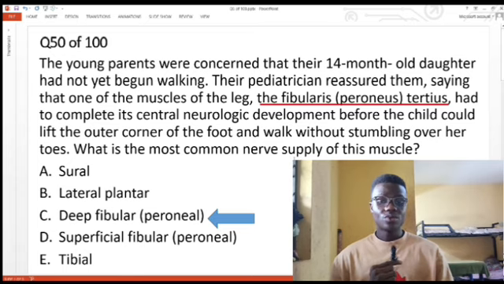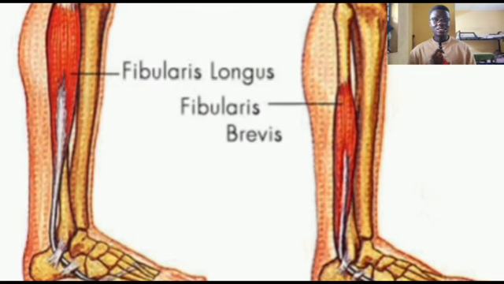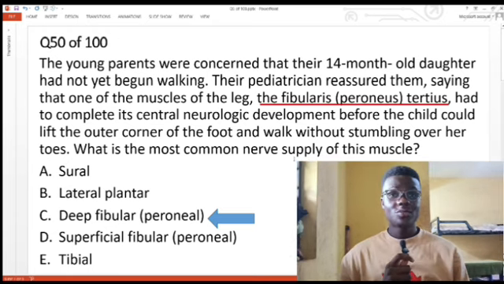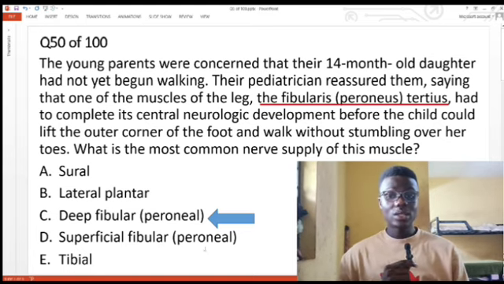The lateral compartment muscles are supplied by the superficial fibular nerve, and they are responsible for eversion. There you have the fibularis longus and the fibularis brevis. The posterior compartment muscles are responsible for plantar flexion and flexion of the toes, and they are supplied by the tibial nerve. That is where you have your gastrocnemius, your plantaris, your popliteus, tibialis posterior, flexor digitorum longus, and the flexor hallucis longus. They are supplied by the tibial nerve, like I mentioned. So that is it for the compartments of the leg. Let's check the other options.